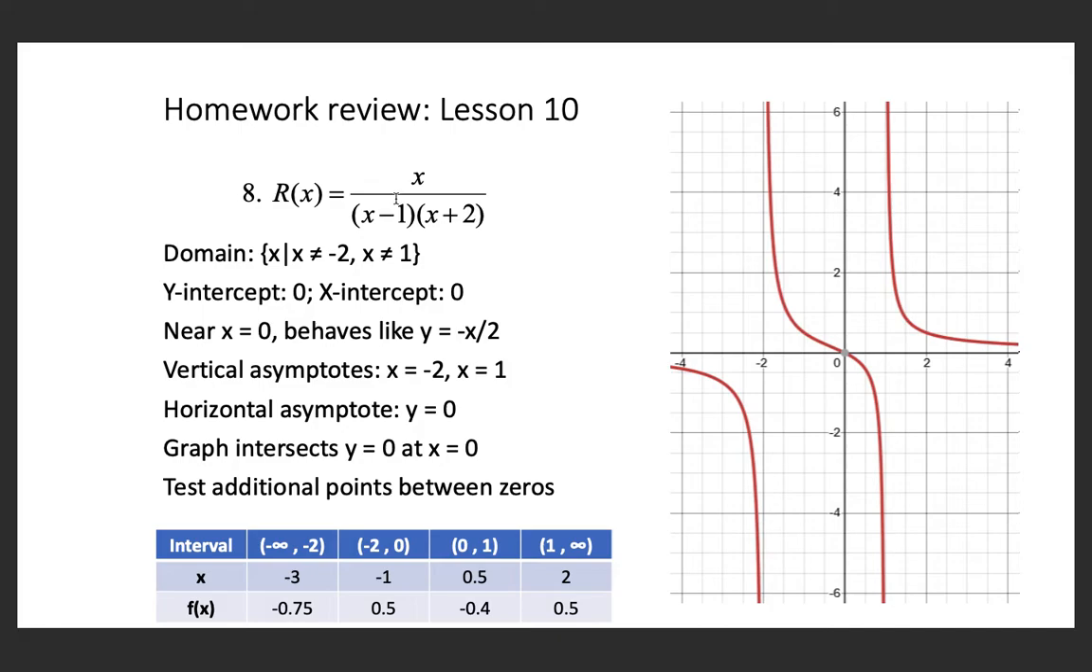First of all, this one is the homework review, and you can see this is the question and this is the graph. From the question, we need to find out all the details: what is the domain, y-intercept, x-intercept, vertical asymptote, horizontal asymptote, etc. You may have a look if you finish this one, and then the graph is this.